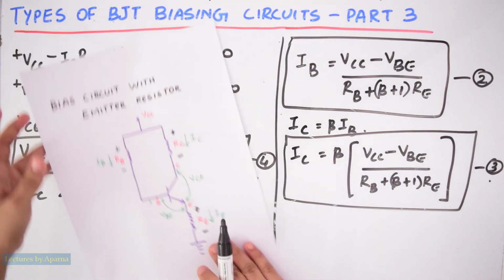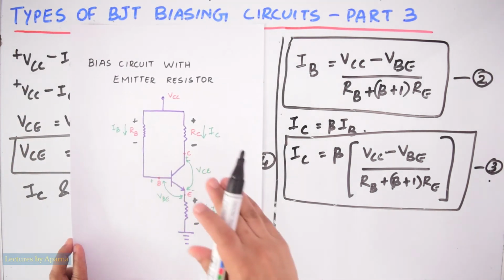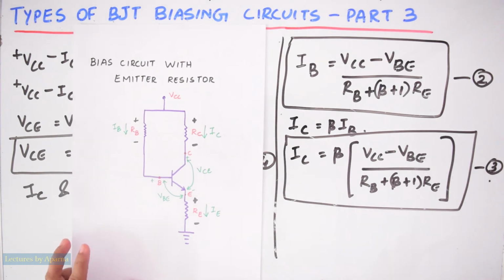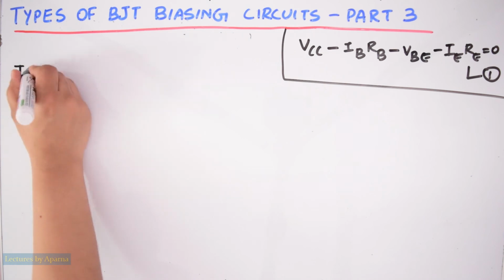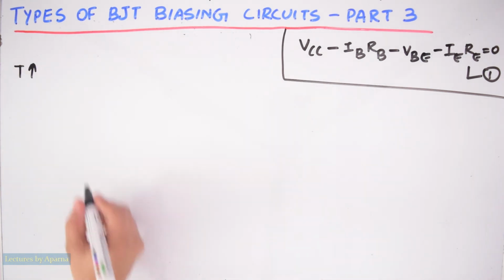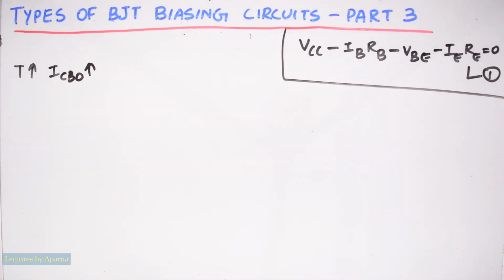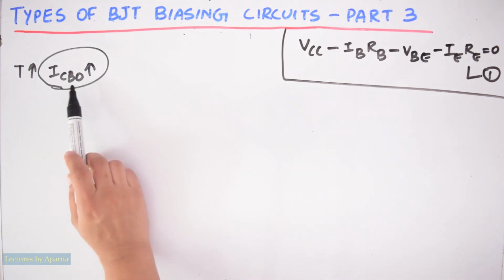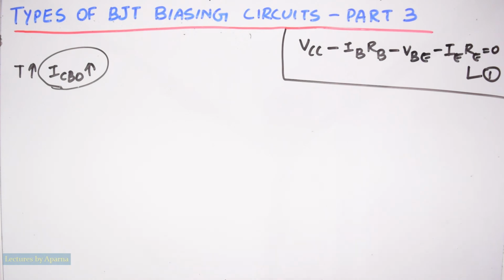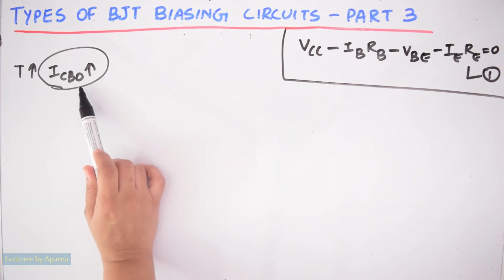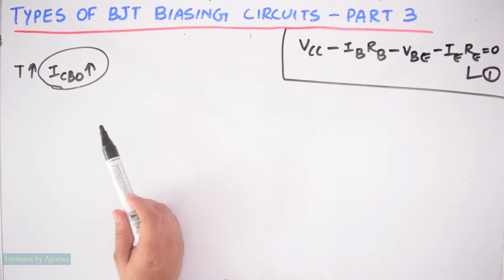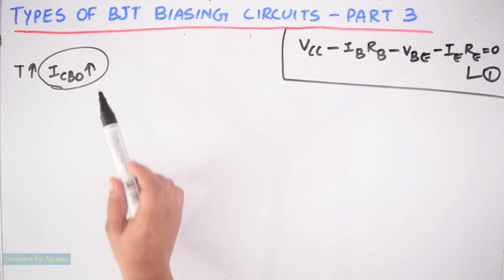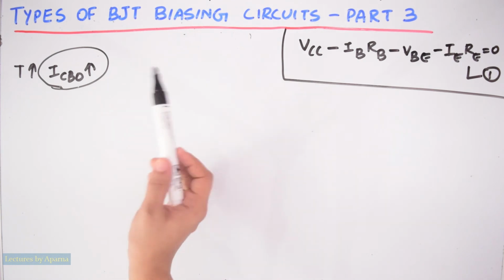Now let us see what is the advantage of this bias circuit with emitter resistor over fixed bias circuit. In fixed bias circuit, as temperature increases, ICBO will increase. ICBO is the reverse leakage current. This will increase because this current is due to minority carriers. As temperature increases, more minority carriers will be produced. So ICBO, that is reverse leakage current, increases.